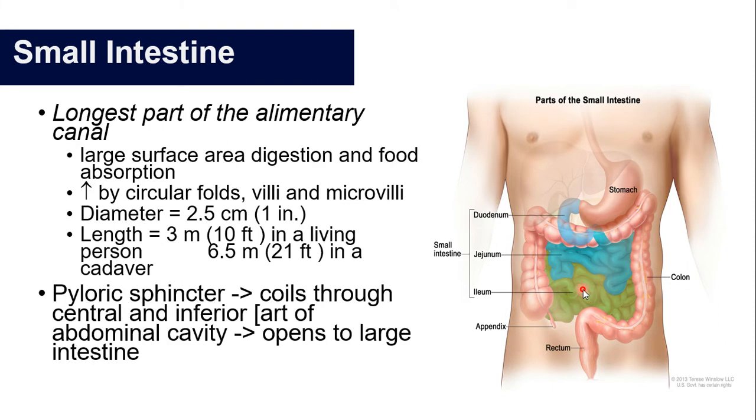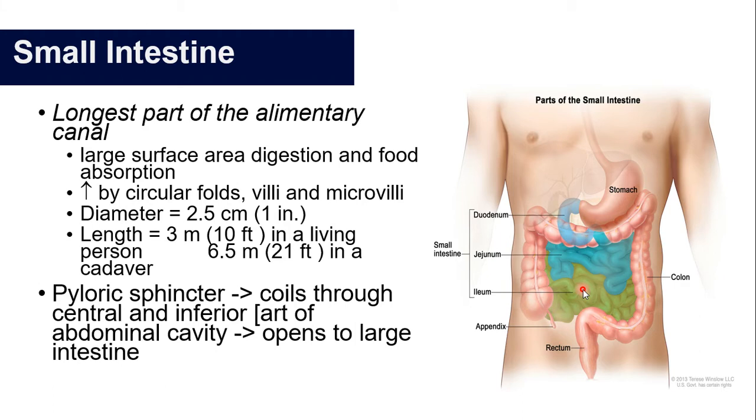The diameter of our small intestine is approximately 2.5 centimeters or 1 inch. Its length reaches up to 3 meters or 10 feet in a living person and 6.5 meters or 21 feet in a cadaver. In a cadaver, there is loss of smooth muscle tone after death.